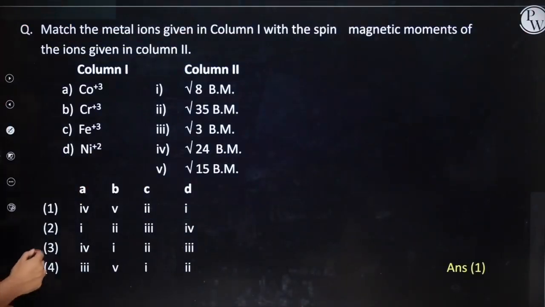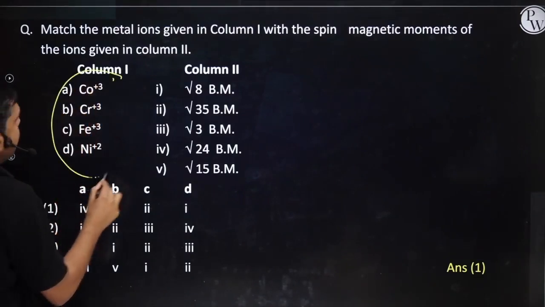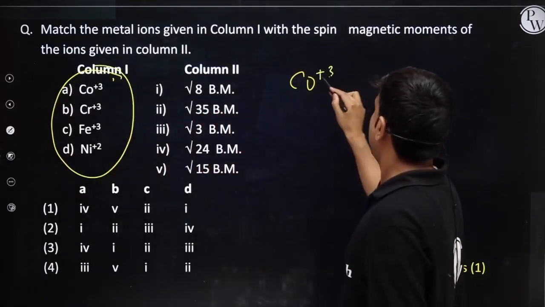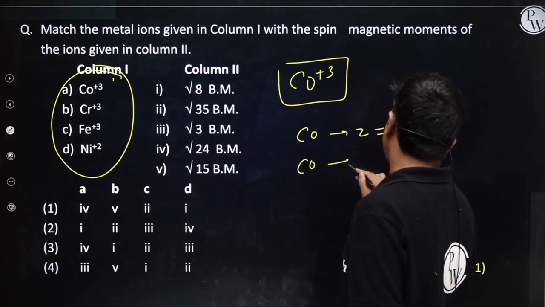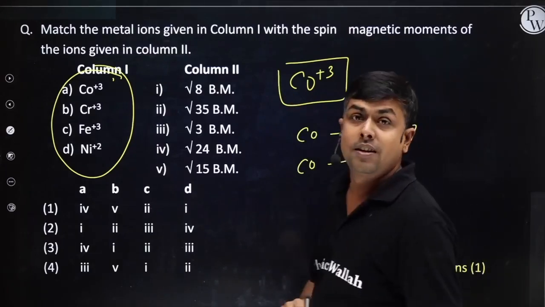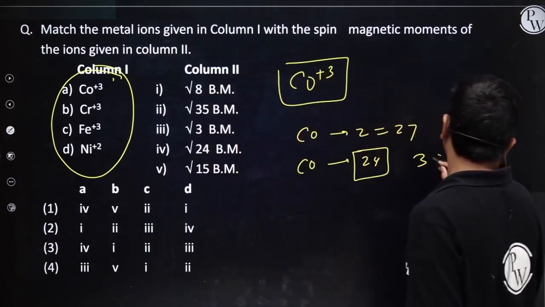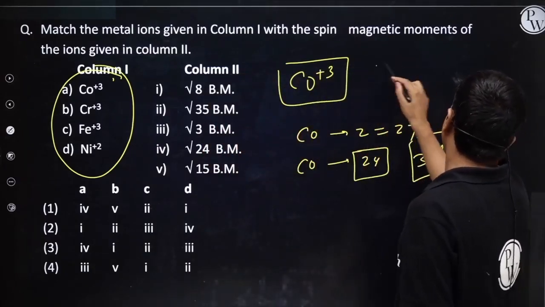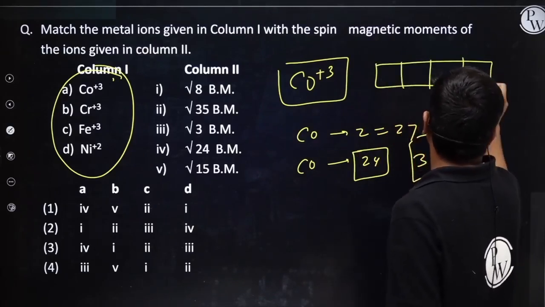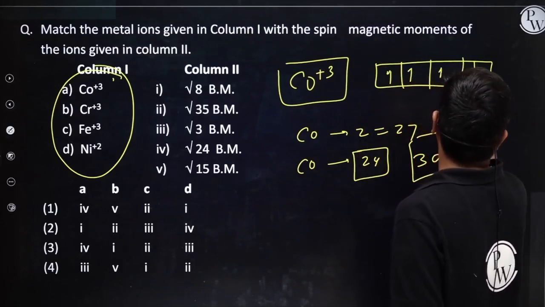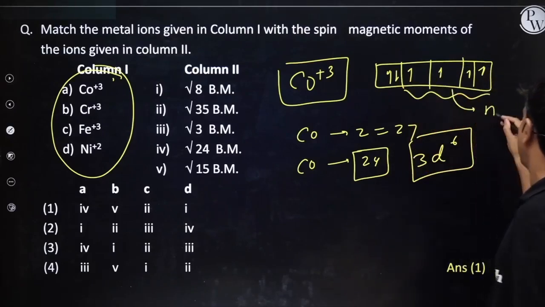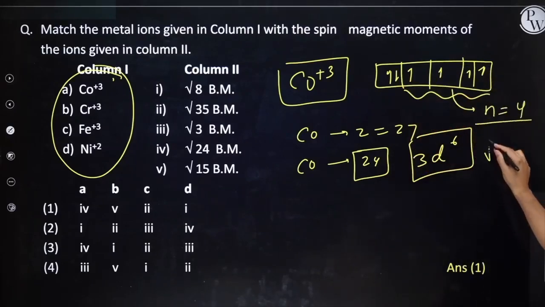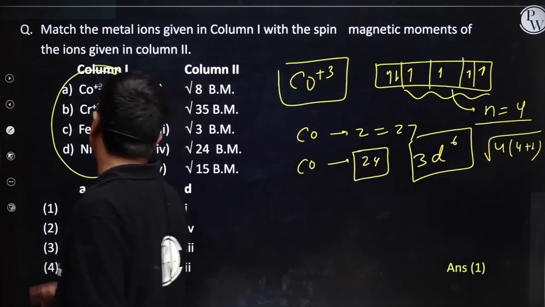Students, here we need to find the magnetic moment of these ions. Co+3, cobalt, Z equals 27. So for Co+3, the number of electrons is 24. Right, student? Now, can I say it will have a configuration 3d6? If I write the arrangement, how do we fill electrons? 1, 2, 3, 4, 5, and then this one, 6. So how many unpaired electrons? Number of unpaired electrons equals 4. So magnetic moment is root of 4 into 4 plus 2.